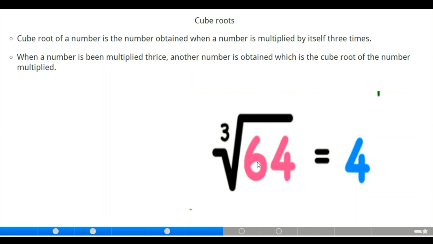This is cube root 64. What is cube root 64? Now you think of a number that you can multiply 3 times that will give us 64. And that answer is what? 4. So the cube root of 64 is 4. That is, you're multiplying 4 3 times.